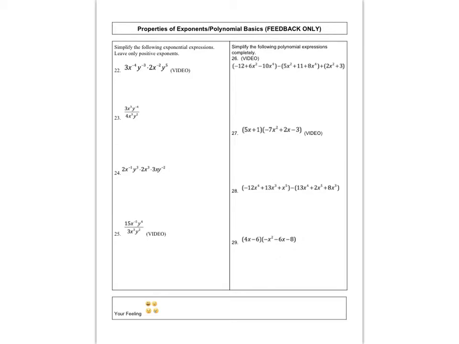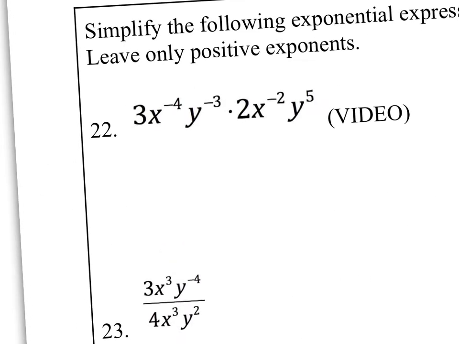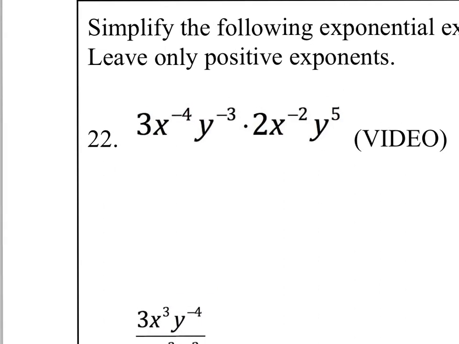And last up, we got the new stuff. We've got exponent rules and some polynomial things. For number 22, I can see pretty clearly that we're multiplying some things. I might just try to multiply the numbers first. That would give me 6. X to the -4 plus -2 would be -6. Y to -3 plus 5 would be 2.